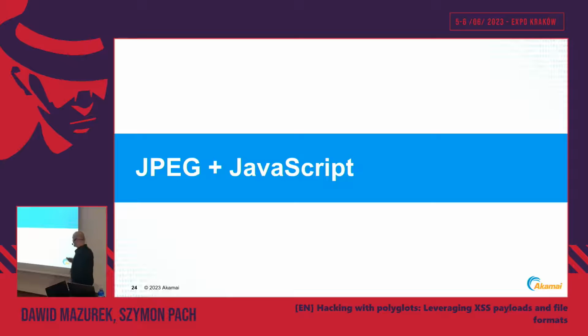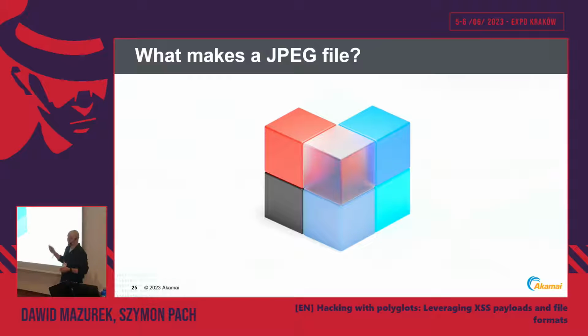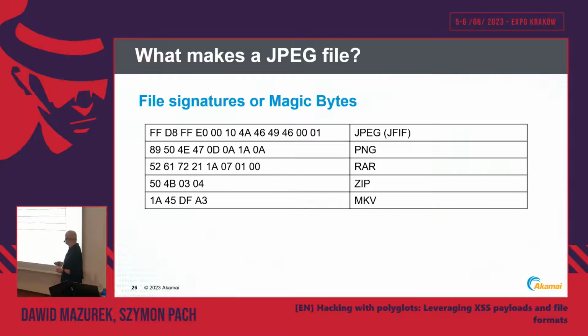Okay, so let's dive a little into how to create a JPEG in JavaScript. So how can an image be executable code? I mean executable not as an executable file, but just a text file. We'll start with JPEG because it is a little bit more complicated, because they are binary files.